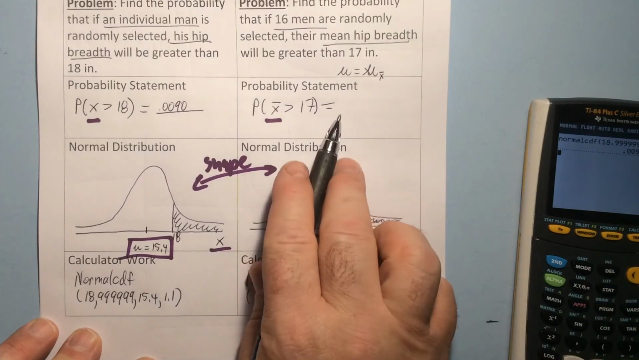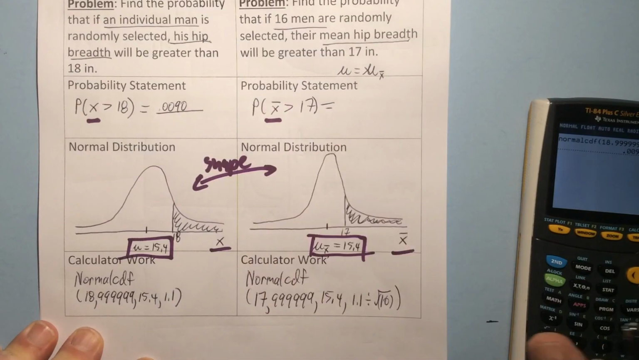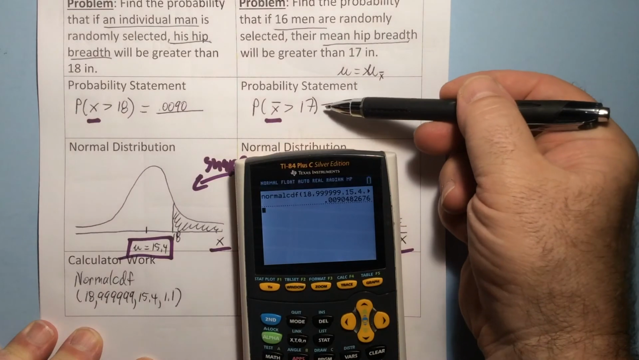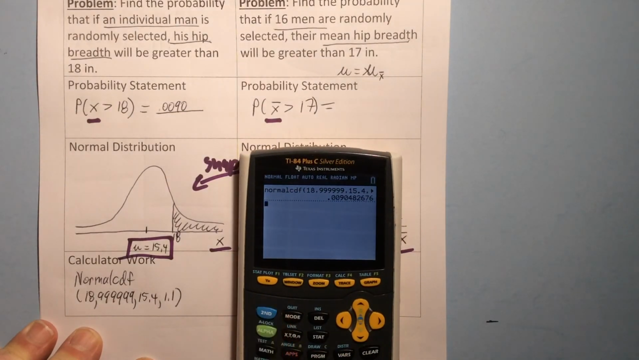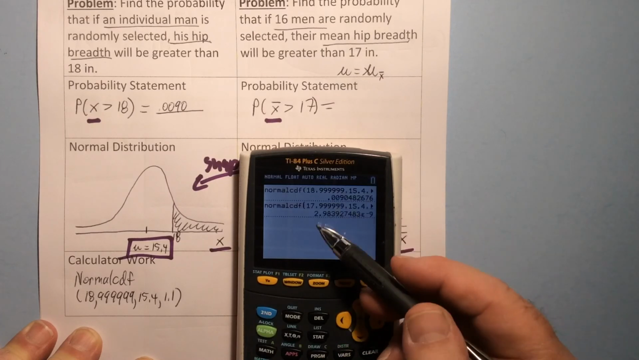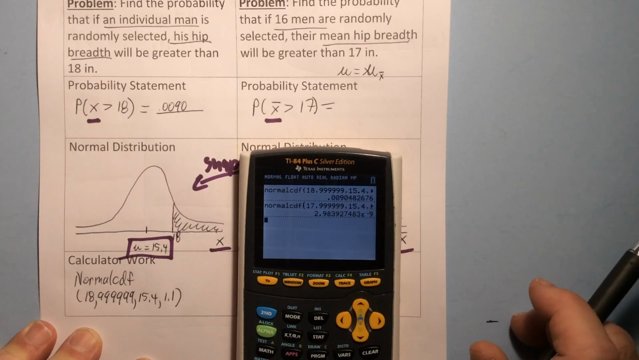Okay, let's take a look at this one. You would think this might be greater because that's 17 out of 18, but actually I suspect it's a bit smaller. So let's take a look. It'd be 17, 99999, 15.4, 1.1 divided by the square root of 16. This is about 2.98 times e to the negative 9.